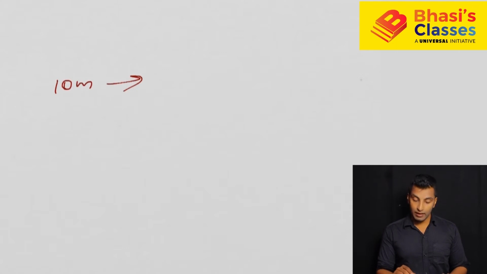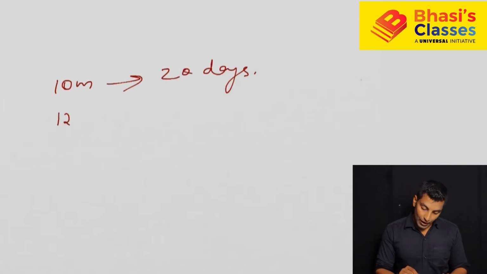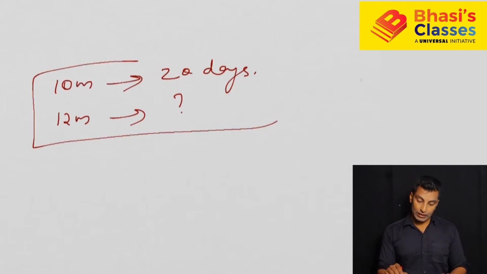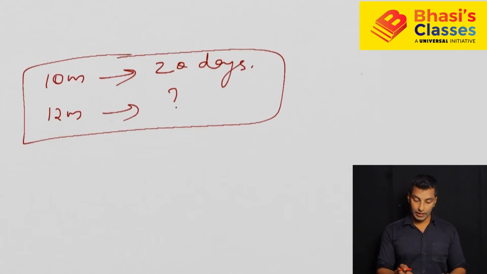So let's start off with efficiencies are equal. So what are the types of questions? 10 men can finish the work in, let's suppose, 20 days. 12 men can finish the work in how many days? This is the type of question we are looking at here.